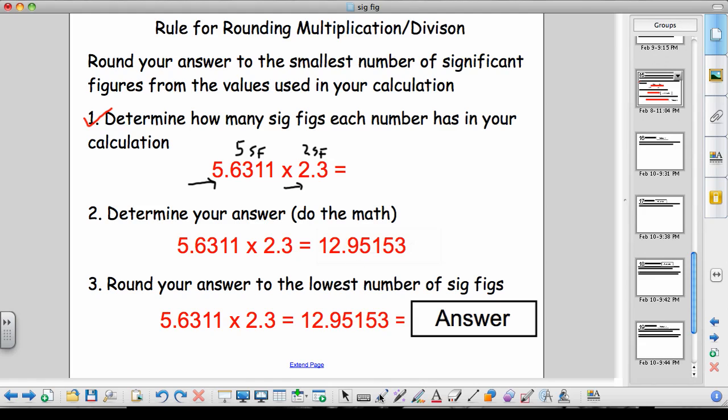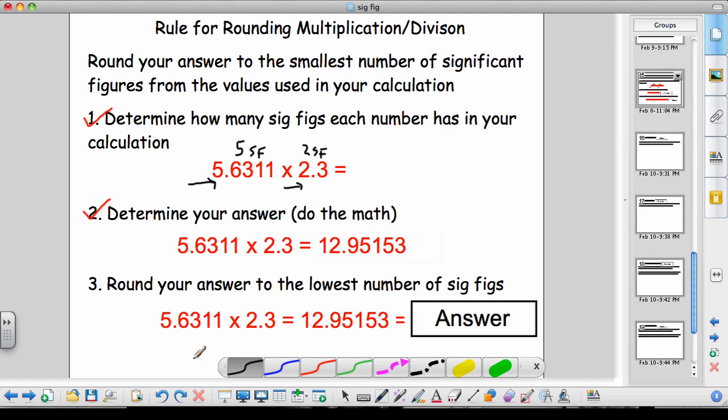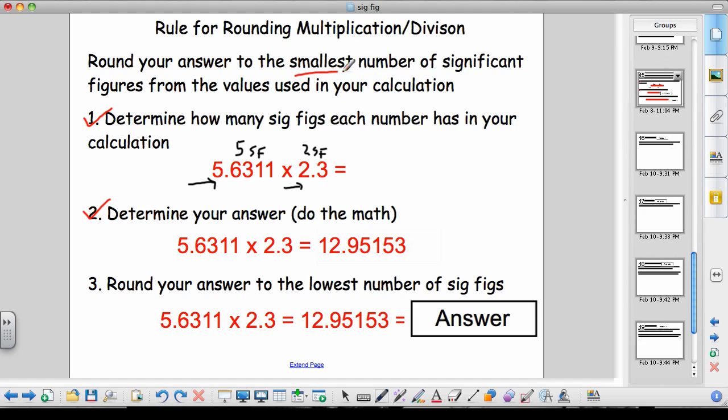Now we're going to combine steps 1 and 2. We just finished step number 2, just doing the math. Step number 3, our final step, is taking those 2 steps and blending them together to figure out how we're going to round our answer. Our rule was that we want to have the lowest number of sig figs that we started with. When we look at step 1, this one had 5 sig figs to start with, this one had 2 sig figs to start with. So in step number 3, we have to round to the lowest number of sig figs, which was 2. So my answer needs to be rounded to 2 significant figures.